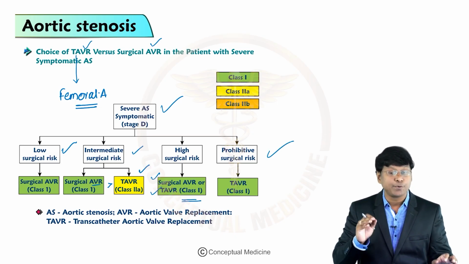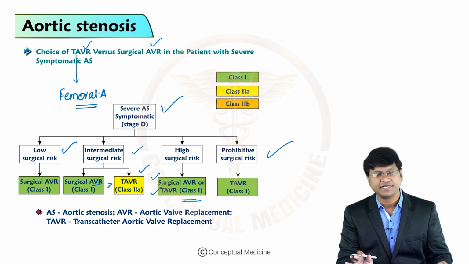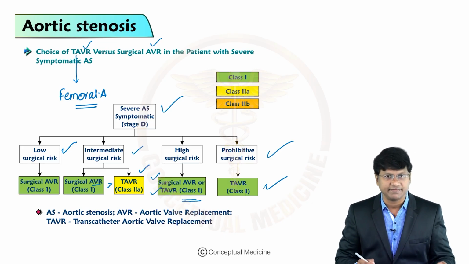And if there is prohibitive surgical risk, in those individuals surgical aortic valve replacement should not be done. It should be only TAVR, that is transcatheter aortic valve replacement.